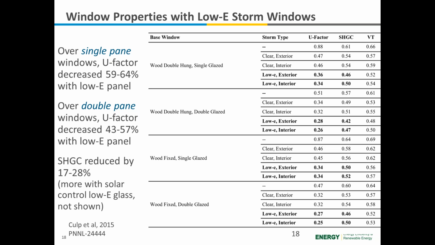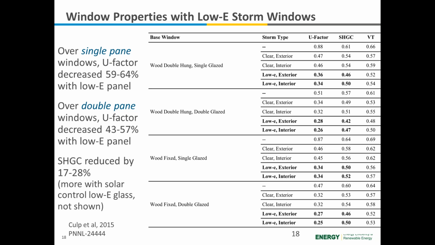Over double pane clear glass windows, so these double pane windows that are older and don't already have low-E glass, the U factor decreases between 43 and 57% with the addition of a low-E panel. And then the normal low-E glass that's used in these also reduces the solar heat gain by about 17 to 28%, depending on the specific window type. And that's with the regular low-E.